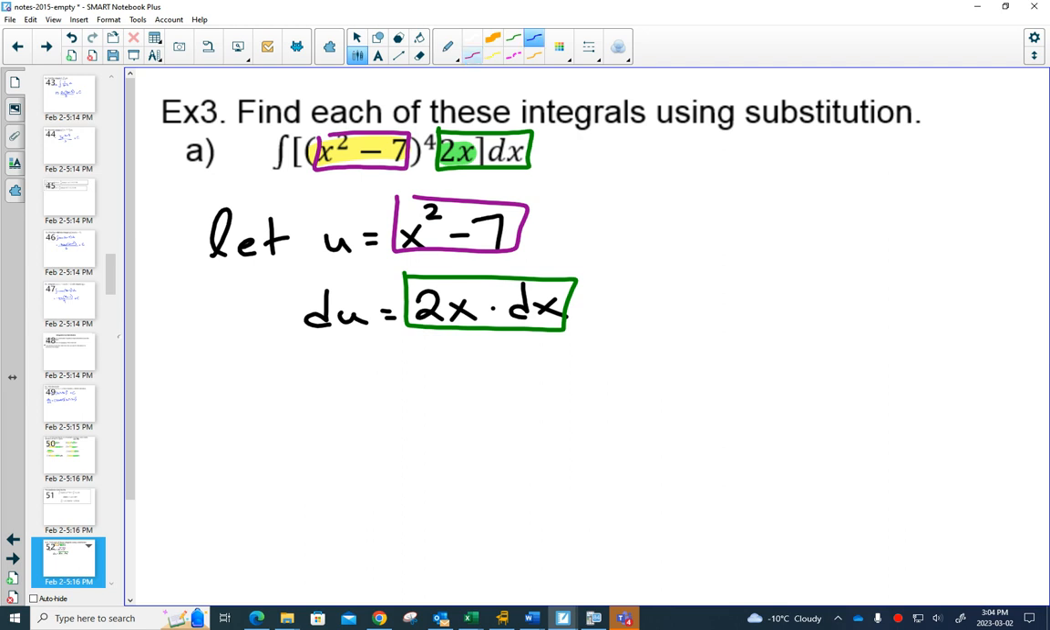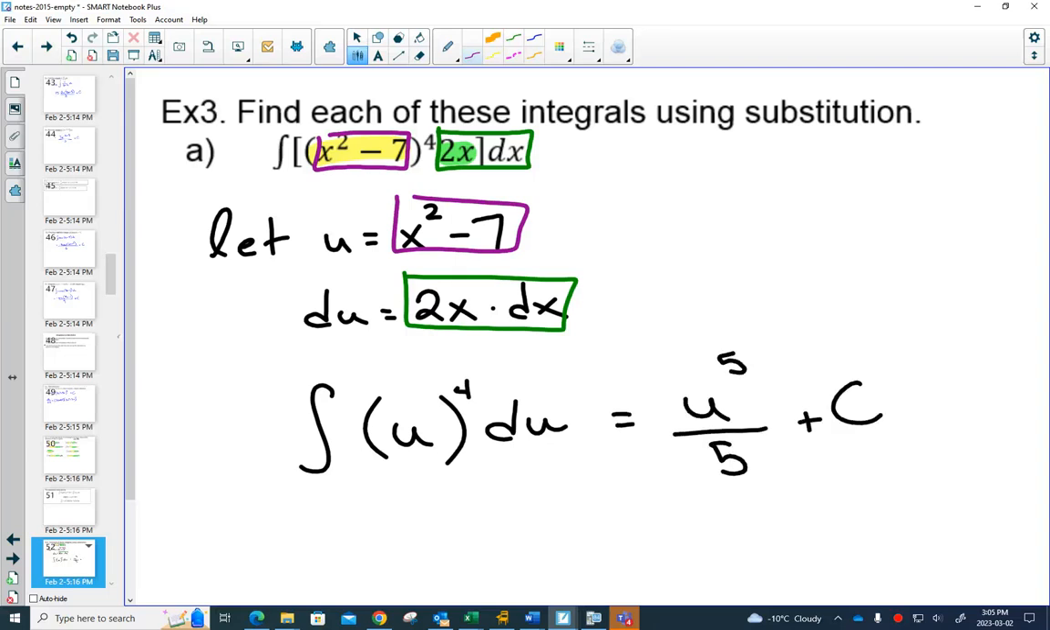So now we do the substitution. We now connect the integral. Instead of writing x squared minus 7, I write u, still have the exponent of 4, and instead of 2x dx, I now write du. And what our substitution has done is changed our complicated thing into one of our easier integrals. This is just a power rule. How do you do an integral for a power rule? It is add 1 to the exponent, divide by the exponent, plus c. Perfect.